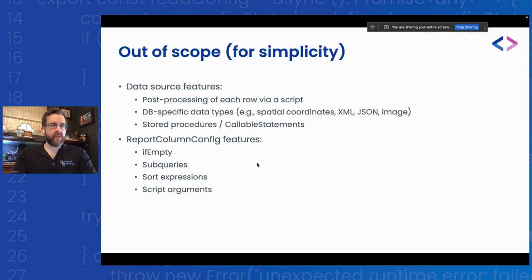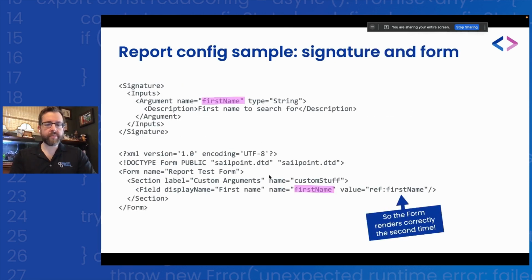But there are some things that we're not going to do, just for simplicity. We only have 17 minutes remaining here. So things that I have done in my big version of this are post-processing of rows, database-specific data types like spatial coordinates in Postgres, stored procedures and callable statements, fallback columns (so if empty, doing subqueries), expanding things, and script arguments, which are part of the HQL data source, but we're just not going to do it here. Again, my big version does have all of these things, but we're not doing that.